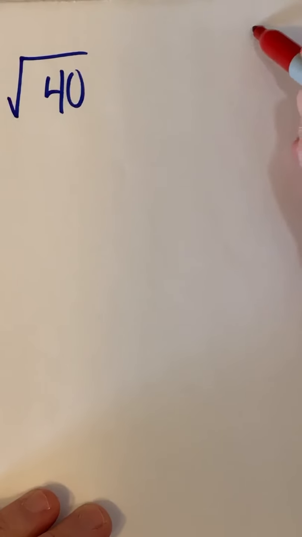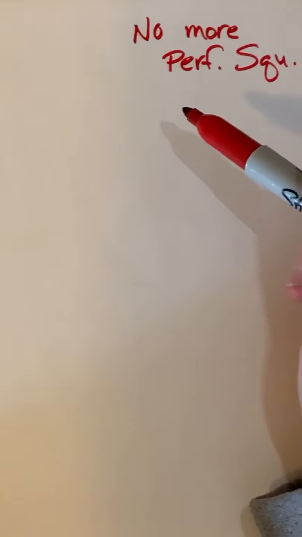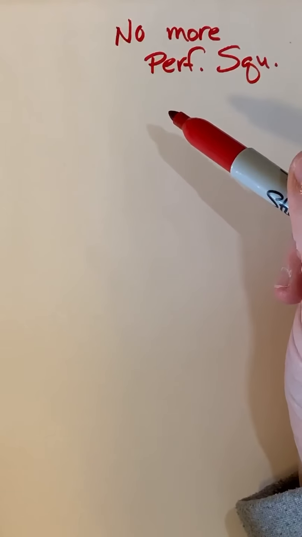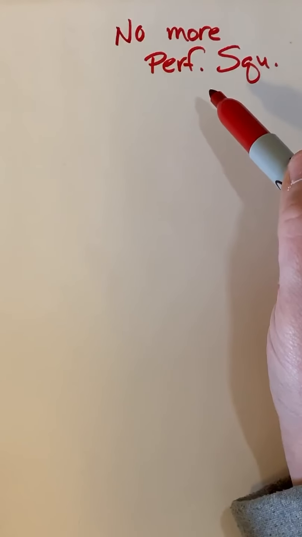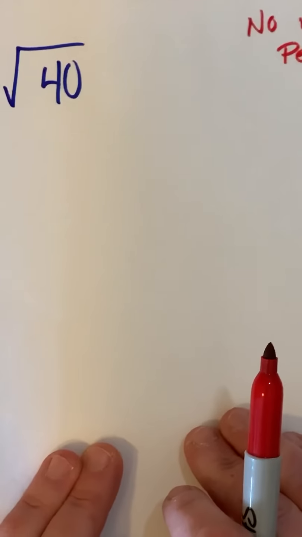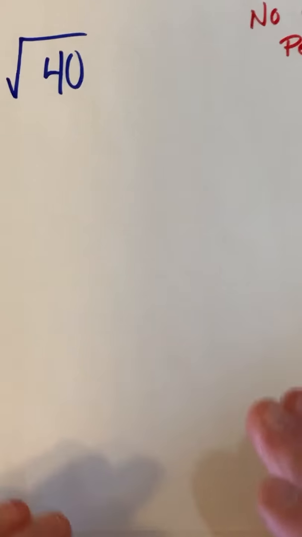So we know that we are done simplifying a radical when there are no more perfect squares that we can pull out. You can't even see that because it's way over there. So, all right, no more perfect squares that we can pull out means we have simplified it as far as it can go. Okay, so here we go, square root of 40.